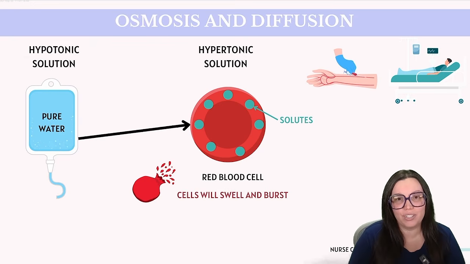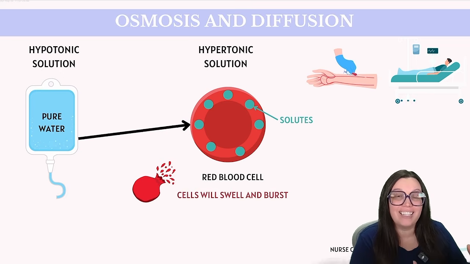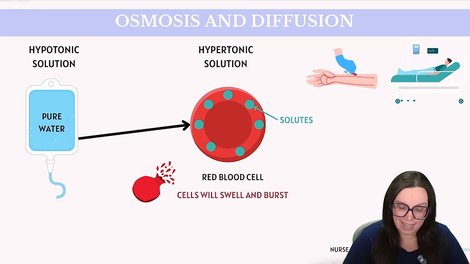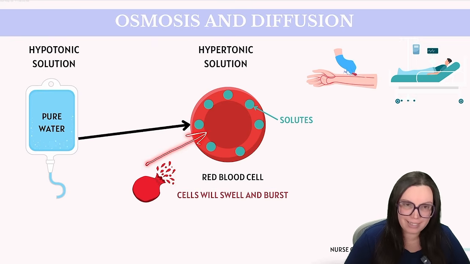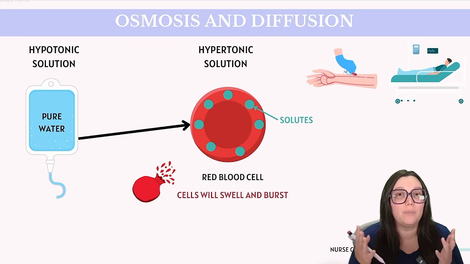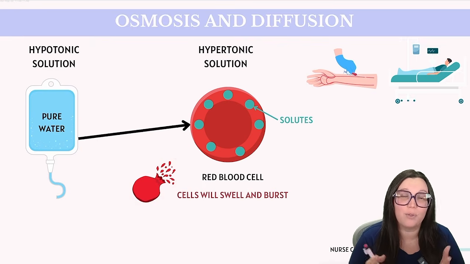Due to osmosis, water moves from the low solute concentration in the IV, which we see with pure water, towards the higher concentration inside of our cells. As a result, the red blood cells, which are hypertonic compared to the pure water, are going to have water rush into the cell, and it's going to cause that cell to start to swell and become full of water and potentially even burst, which could be really bad for the organism.